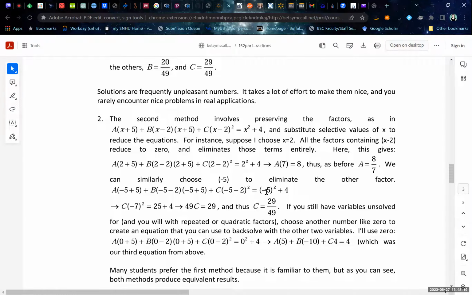And then on this side of the equation, -5 squared plus 4. So this is going to be 49c. This is going to be 25 plus 4, which is 29. And I get c is 29/49.